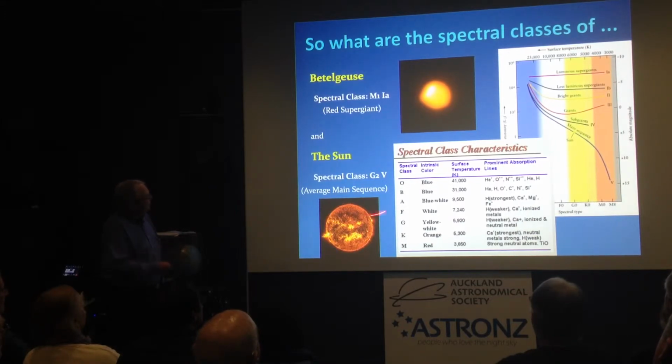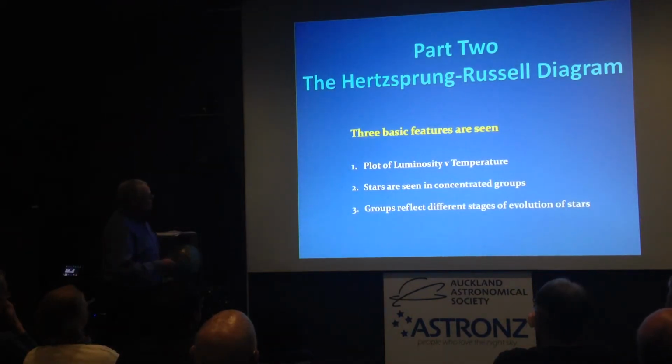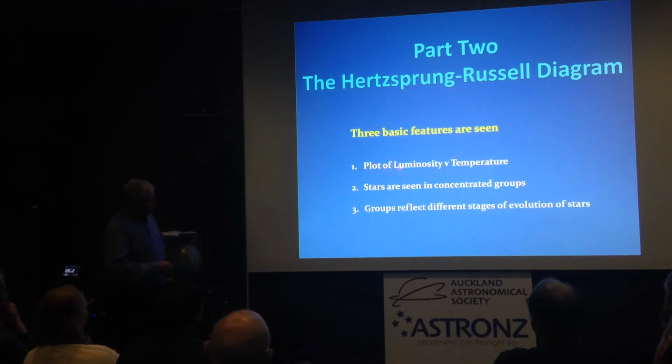So those are two examples of what the spectral class actually tells you about the colour, the temperature, and the luminosity. And from there, you can plot that on your graph and you get a lot of information. So that moves on from temperature and luminosity. We move on to part 2. Let's have a sneak preview at the Hertzsprung-Russell diagram. And you'll see there are 3 basic features that you can see on it. It's a plot of luminosity versus temperature. Stars are seen in concentrated groups, and those groups reflect different stages of evolution for those stars.